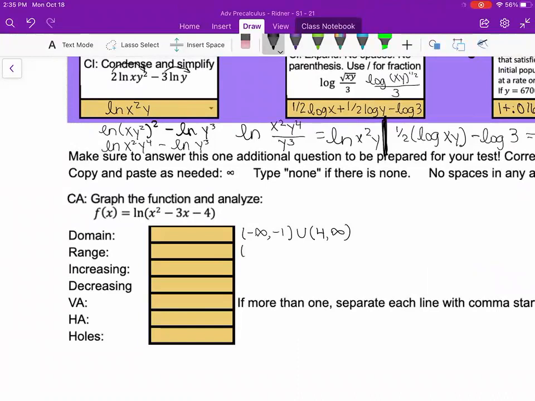My range is everything. It does keep going up. It is very hard to tell on that graph. So what I will tell you is, if I were to find the inverse of this, I could plug in any x value to the inverse. And remember, the domain of the inverse is the range of the function. So the range is negative infinity to infinity. So where is it increasing? It is increasing from 4 to infinity. Remember, it kind of looked like this.